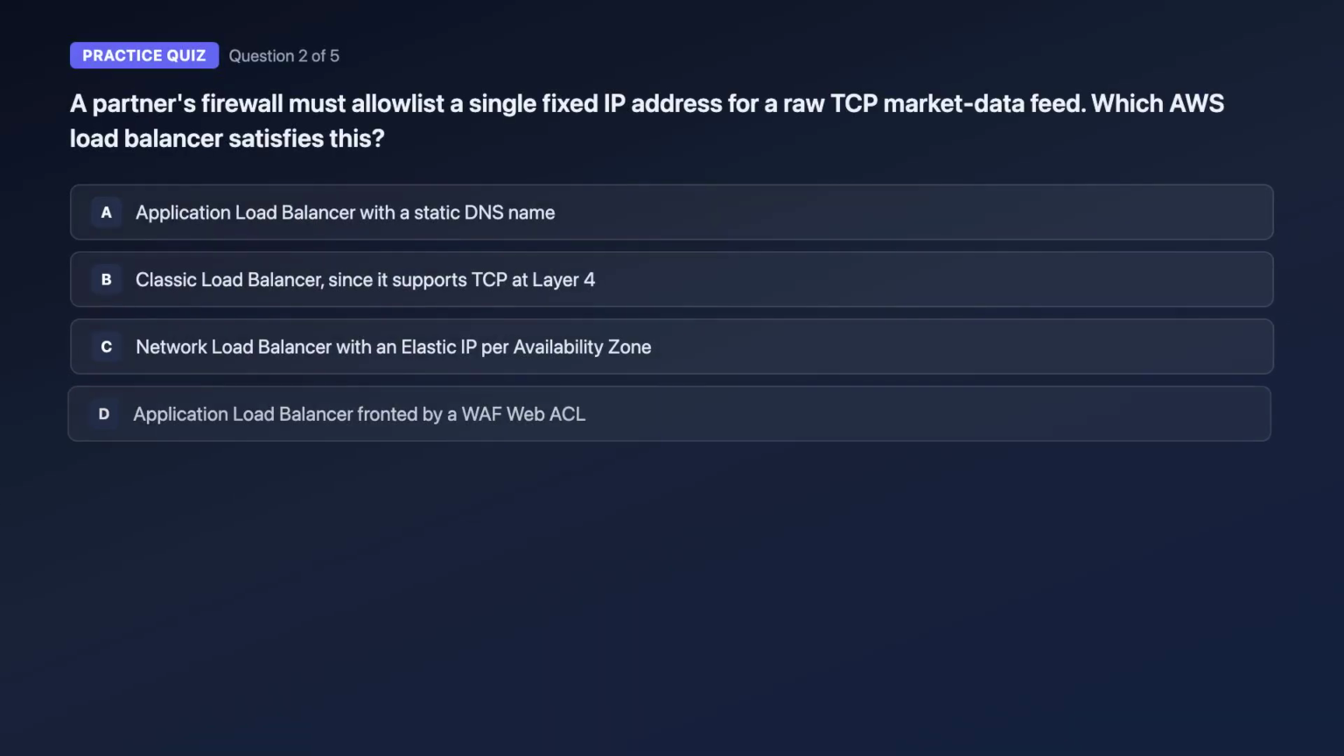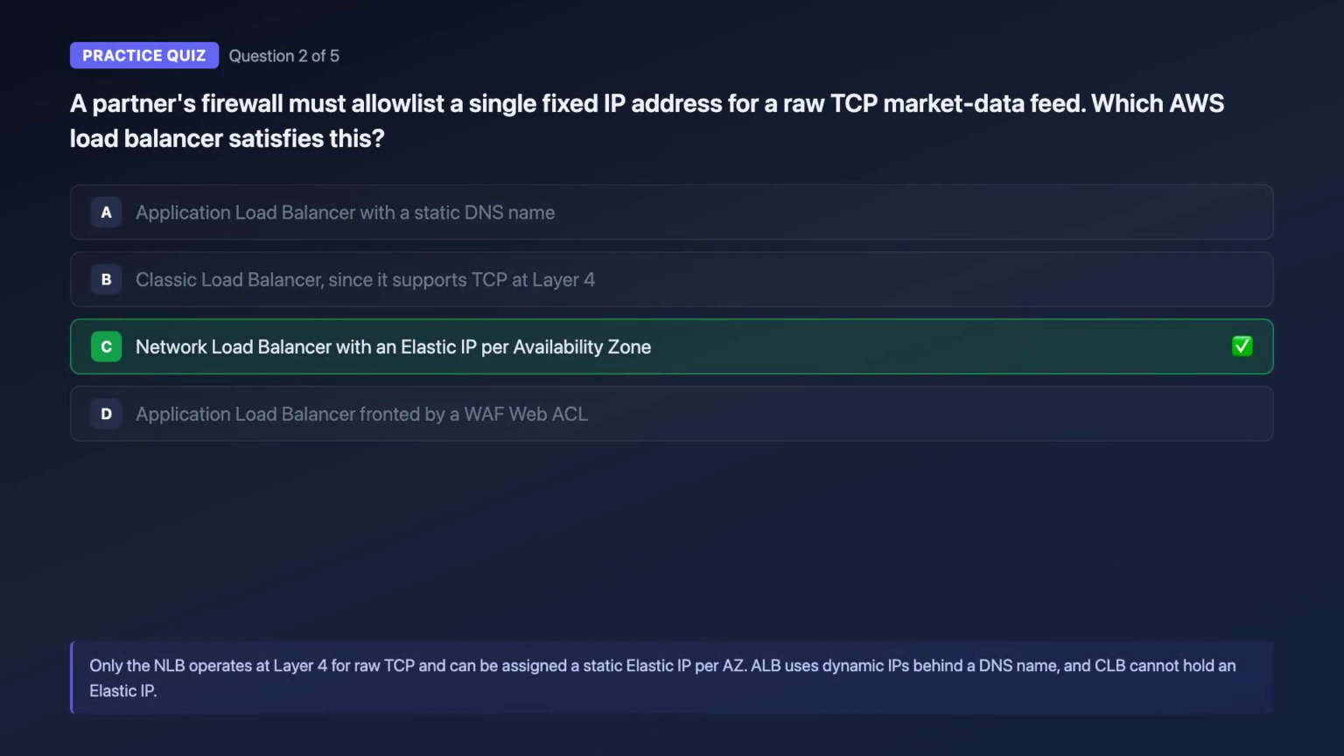Question 2. A partner's firewall must allow list a single fixed IP address for a raw TCP market data feed. Which Amazon Web Services load balancer satisfies this? A, an application load balancer with a static DNS name. B, a classic load balancer since it supports TCP at layer 4. C, a network load balancer with an elastic IP per availability zone. Or D, an application load balancer fronted by a WAF Web ACL. Pause here if you want more time.